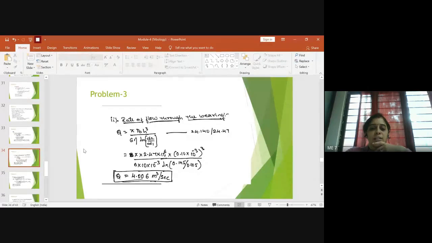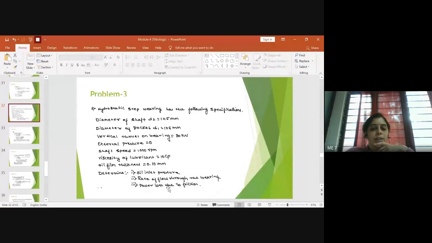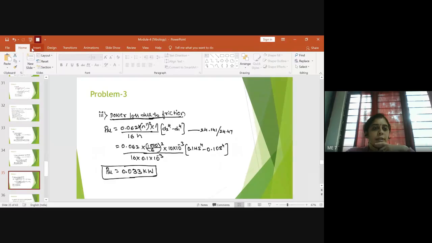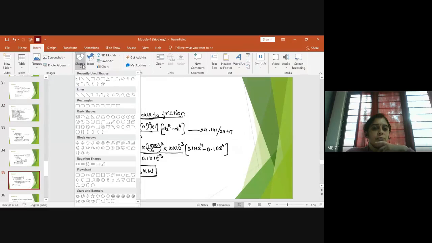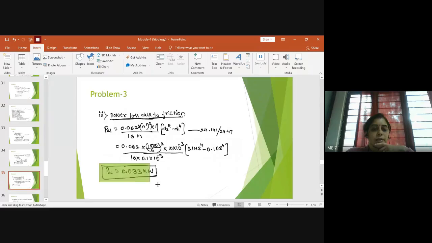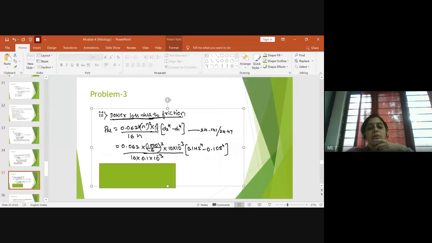Okay, so once the rate of flow equation has been written and solved, next, what has been asked in the question? Power loss due to friction has to be determined. So write down the equation for the loss of power. Everyone, you know the equation. By this time, you might be familiar enough with the equation also. So power loss due to friction.